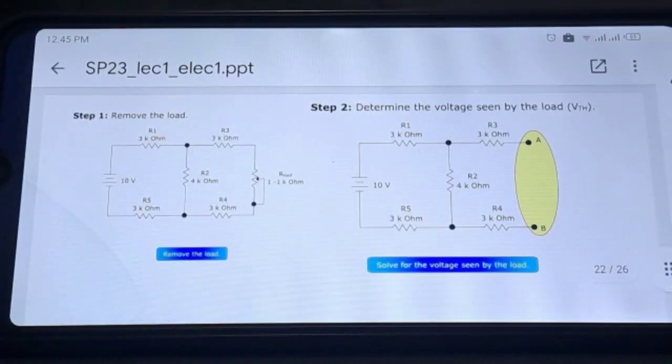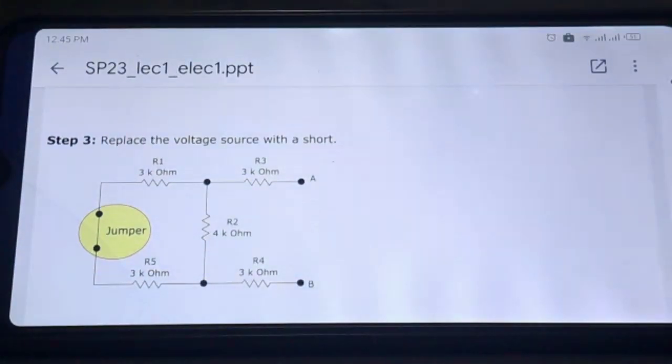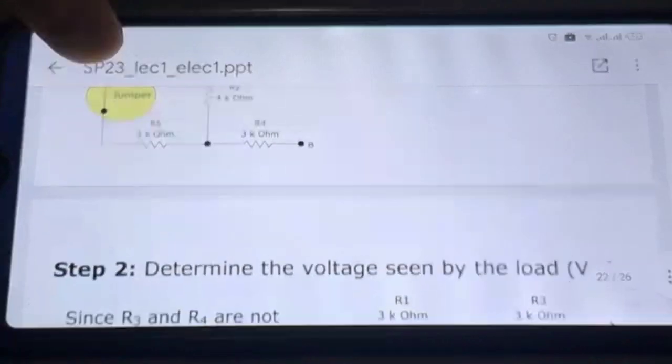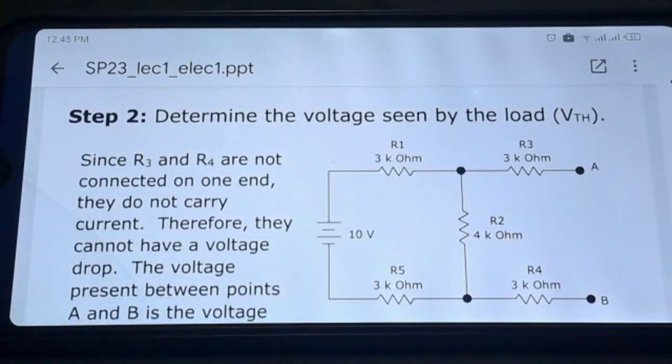These are the steps. First step, we remove the load. As we can see, R load is 1 kilo ohm. We can remove the R load. Second, we determine the voltage seen, VTH. Third, we replace the voltage source with a short. We short circuit the voltage. Determine the voltage seen, V Thevenin.